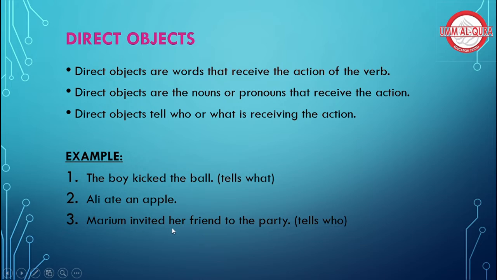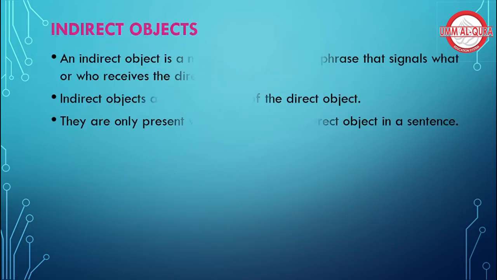Mariam invited her friend to the party. Tells who? Mariam invited someone. Who did she invite? Her friend. So her friend here is the direct object. Note, some verbs have direct objects and others do not. That is what we are going to discuss on the next slide, that is indirect objects.